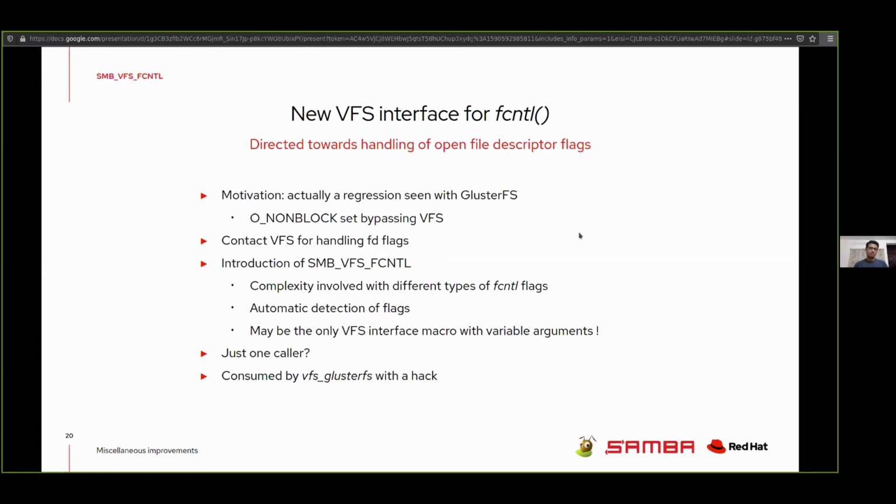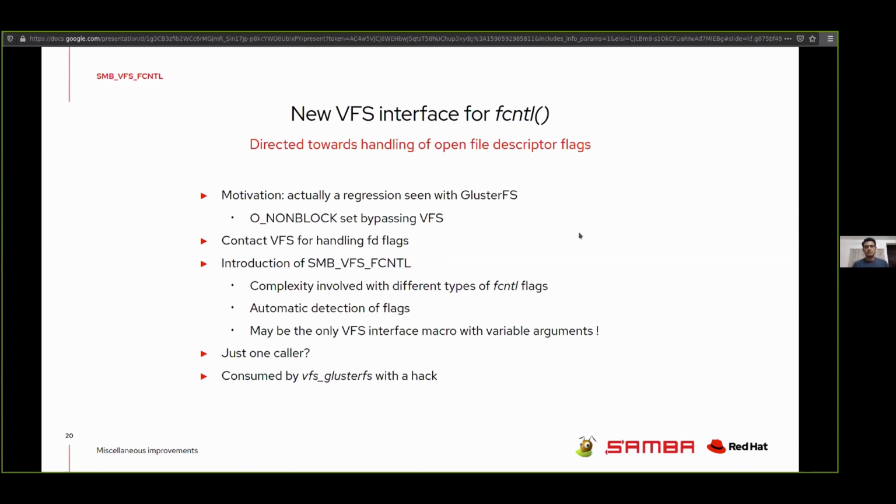So the basic root cause here was that this particular non-block flag setting was not going through the VFS layer. So we introduced a new VFS interface called SMB_VFS_FCNTL, which will help us have this FD flag setting go through the VFS towards the backend file system, and the backend file system modules can implement their own functionality.